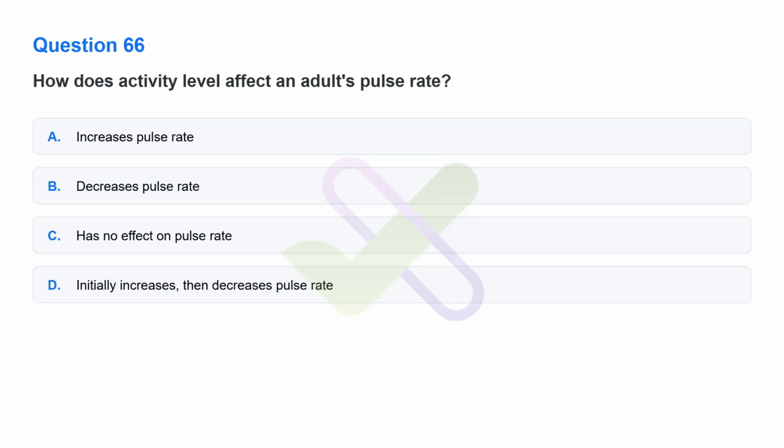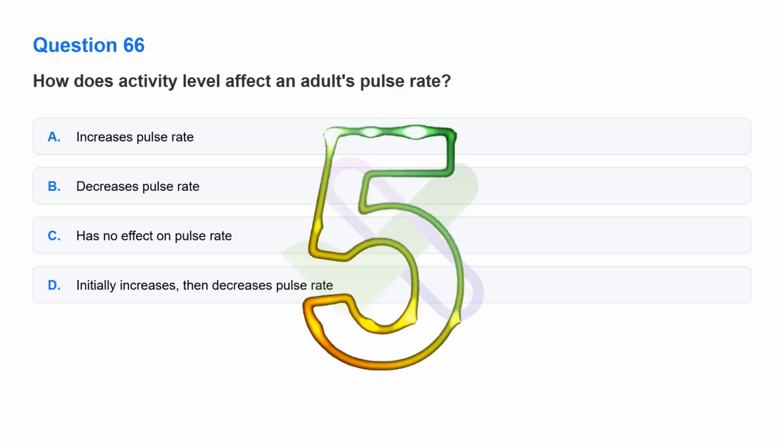How does activity level affect an adult's pulse rate? A. Increases pulse rate. B. Decreases pulse rate. C. Has no effect on pulse rate. D. Initially increases, then decreases pulse rate.